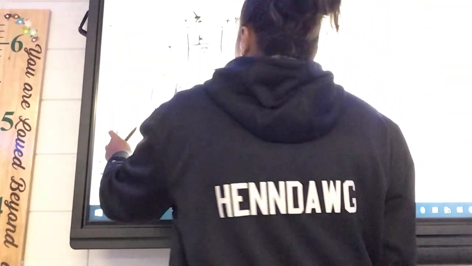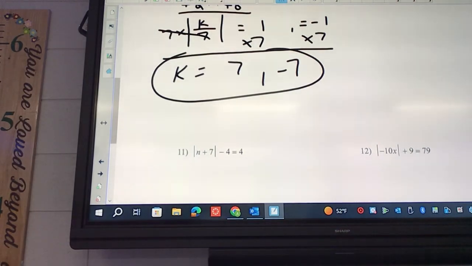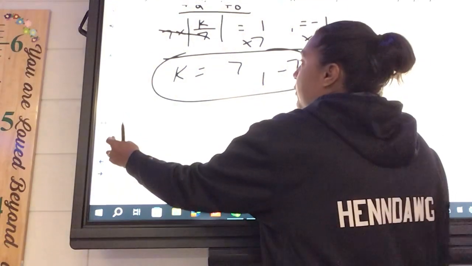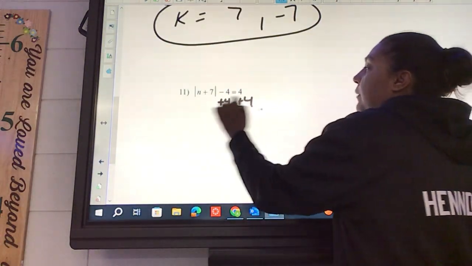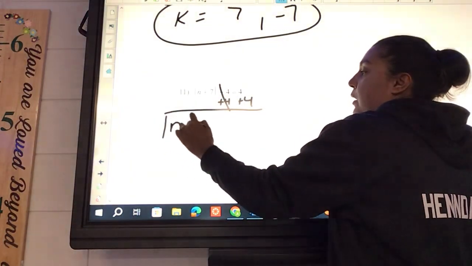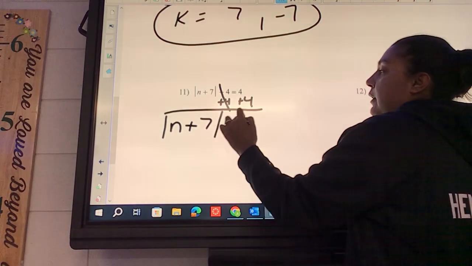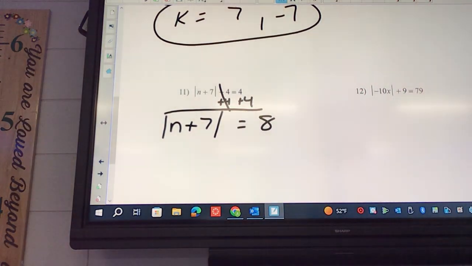Okay, if we look at 11, is there stuff outside the bars? Yeah, what is it? A -4, so that needs moved first. So we're going to say +4, +4. These 4s cancel. Now I'm left with the bars around n plus 7 equals 4 plus 4 is 8. Now are the bars by themselves? Yeah, so now we're going to say comma and make it a -8.